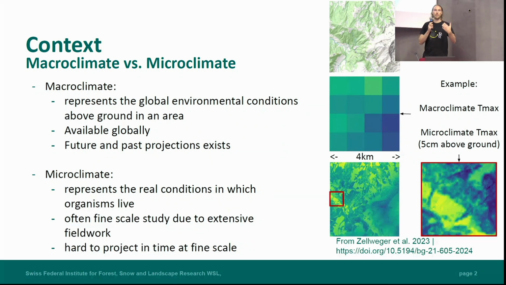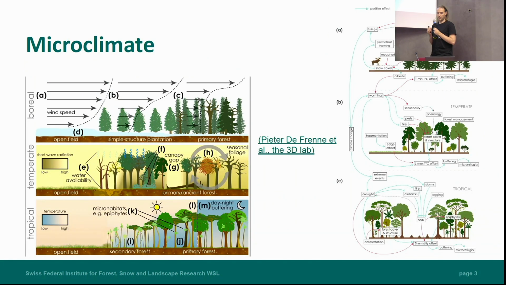For example, the temperature they live in, because the temperature at 5 centimeters above ground can be really different than the temperature at 2 meters above ground. So that's the difference between macro and microclimate. Microclimate can represent a lot of different variables, and there are a lot of studies about different things that we can include in microclimate. Here we will mostly focus on the modelization of near ground temperature, so mostly the 5 centimeters above ground temperature.